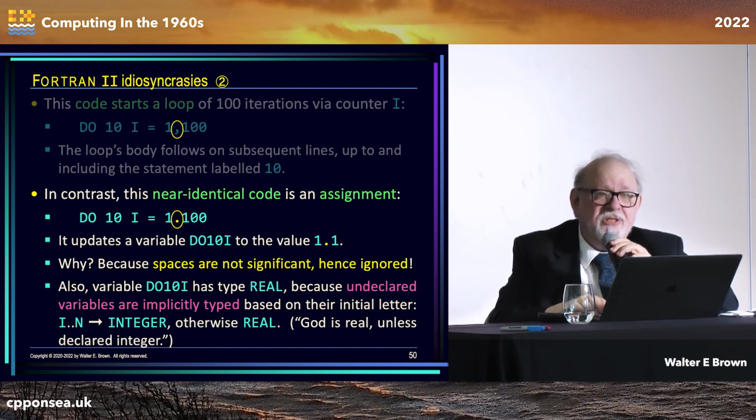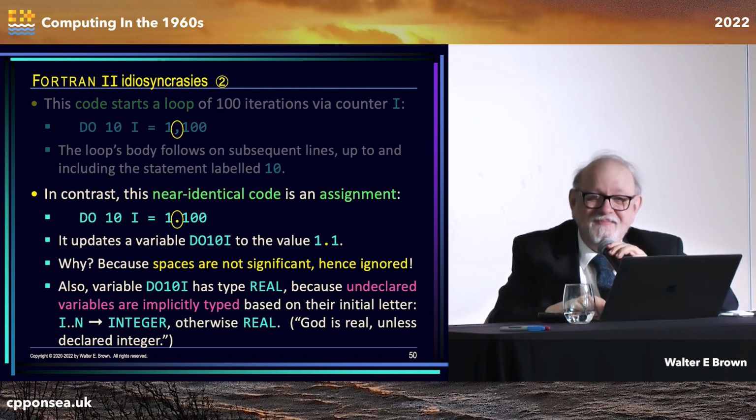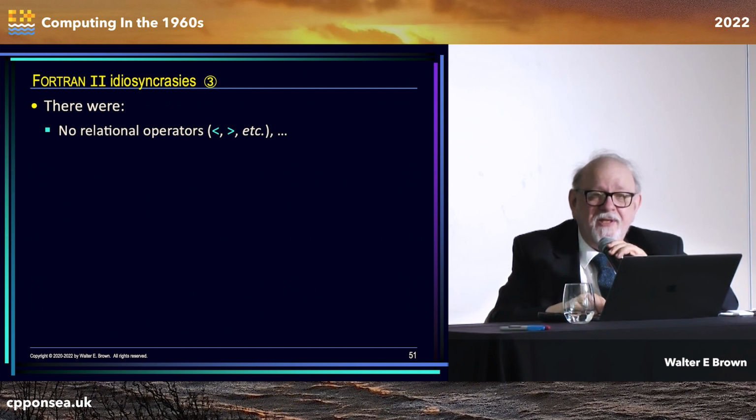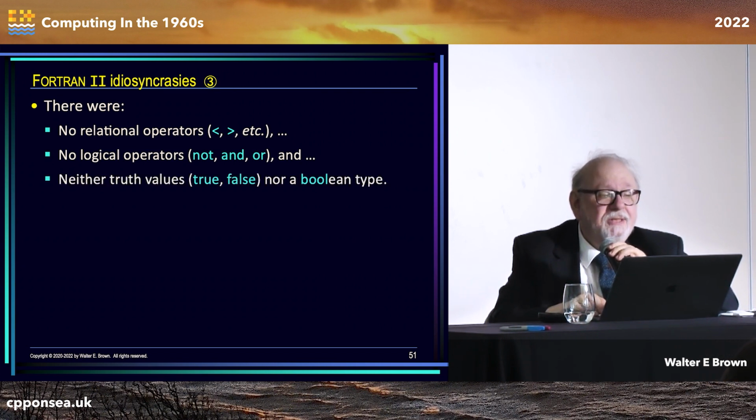So if the name of the variable started with any of the letters I through N, which were easy to remember because that's the beginning of the word integer, right? So the I-N letters gave you an implicit integer typed variable, and anything else was declared real, which led to the phrase, God is real unless declared integer. We had no relational operators, just not part of the language, no logical operators, no truth values, and not even anything corresponding to a bool type.